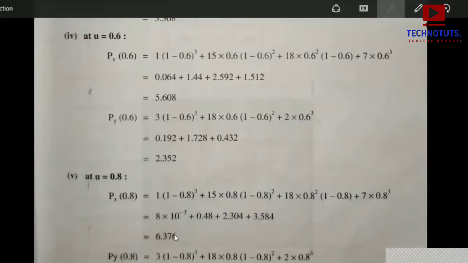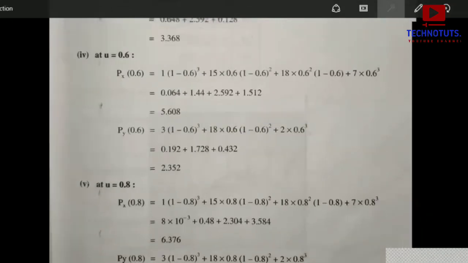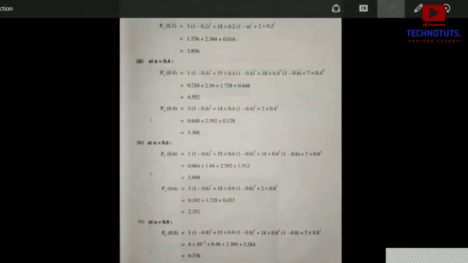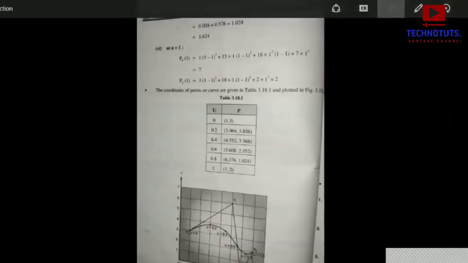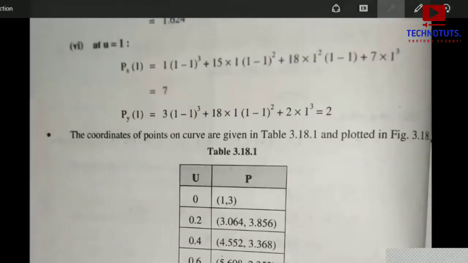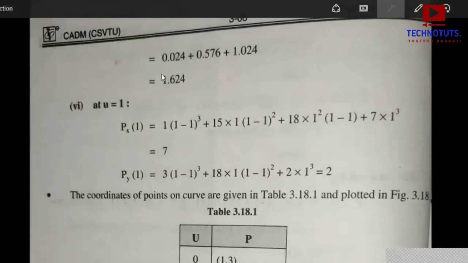In a similar fashion, when we substitute u equal to 0.8 in the parametric equations for the x and y coordinates, we obtain px of 0.8 equal to 6.376 and py of 0.8 is 1.624. So in this way, we have obtained the coordinates at u equal to 0.8.